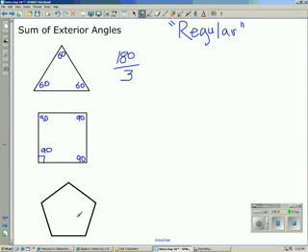Now here's the hardest one so far. It's a pentagon. To find each angle, we're going to have to divide by 5. Do you remember what they add up to? 540. Can you do this in your head? 540 divided by 5? Well, 40 divided by 5 is 8, so there's going to be an 8 in it. And 500 divided by 5, 5 goes into 500 a hundred times. So 108.